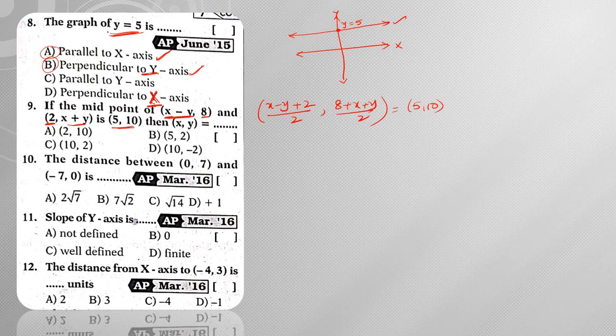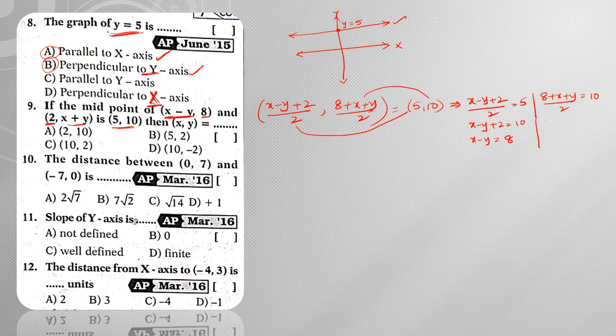On simplification, or directly, you can compare the x coordinates as well as the y coordinates. So based on this, what am I going to get? The first one is x minus y plus 2 by 2 is equal to 5, and the second one is 8 plus x plus y by 2 is equal to 10. So when you do cross multiplication, x minus y plus 2 is equal to 10. From this, x minus y is equal to 8.